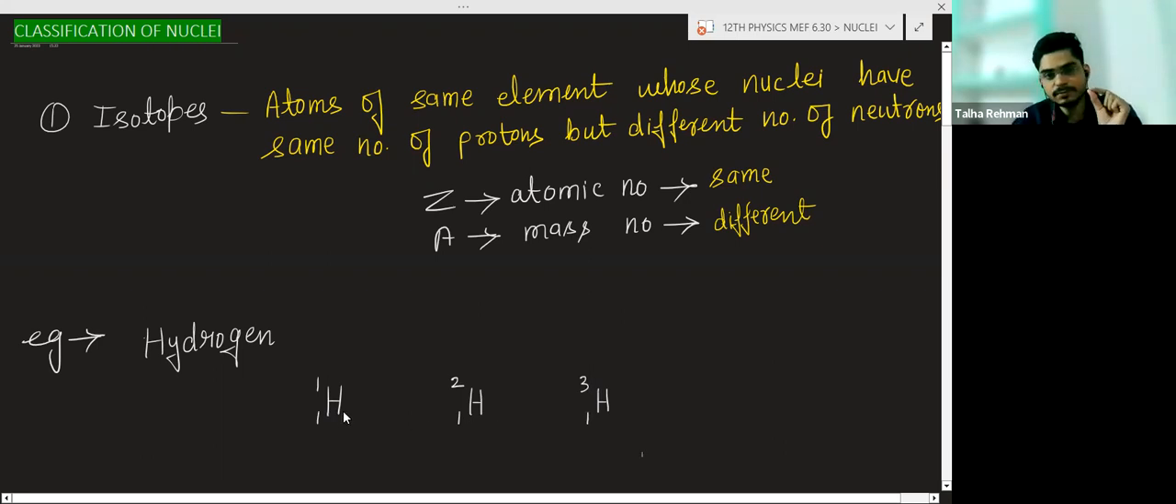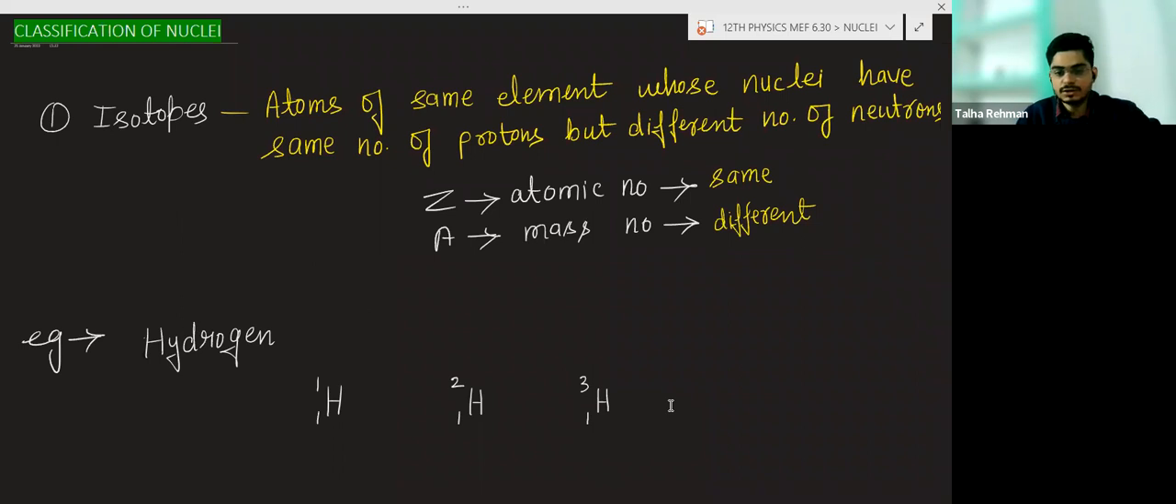Of the same element, there are different atoms. These are different atoms of the same hydrogen element. Now you can see, here is one, here is one, here is one. This is the atomic number, this is the atomic number, this is the atomic number. Atomic number is the same, mass number is different. So these are what? Isotopes.